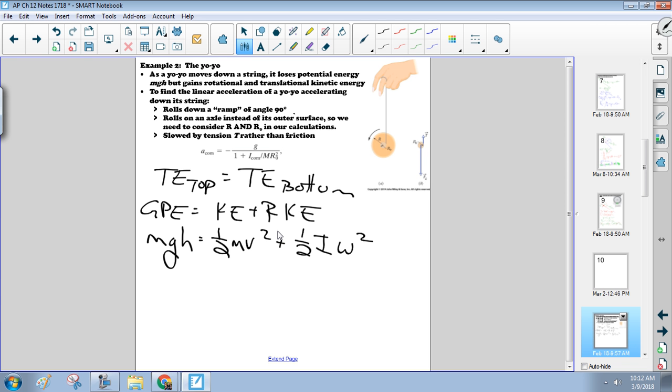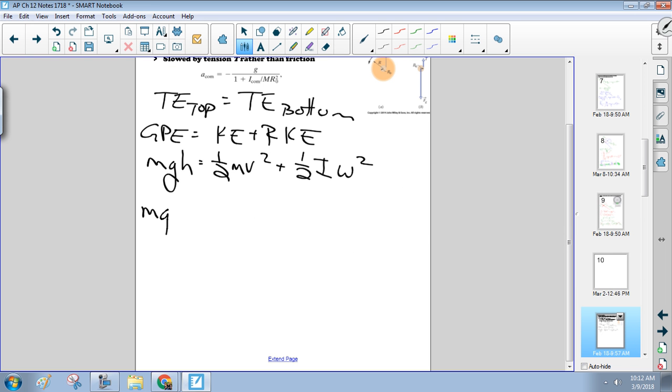All right? So, this becomes mgh equals 1/2 mv squared plus 1/2 I times, I'm going to replace my omega with v over r naught. And the little drawing there shows you that r naught is that inner radius. Squared, thank you. Cool?